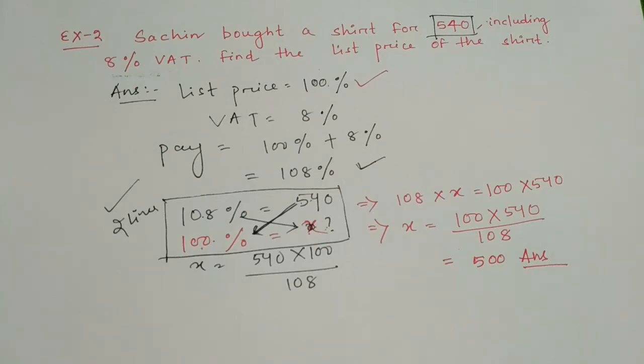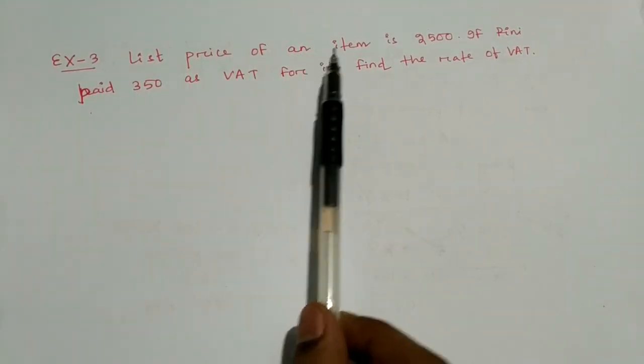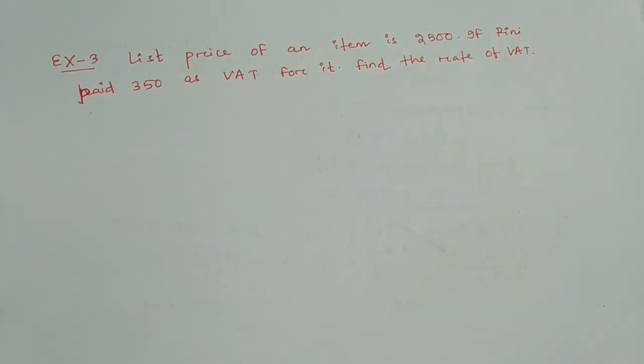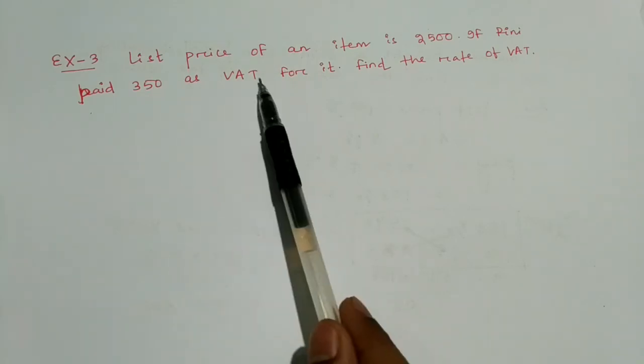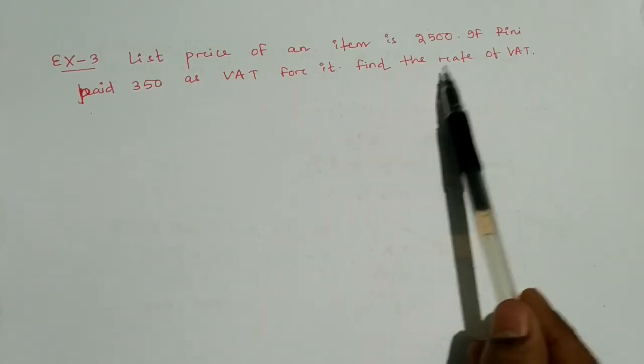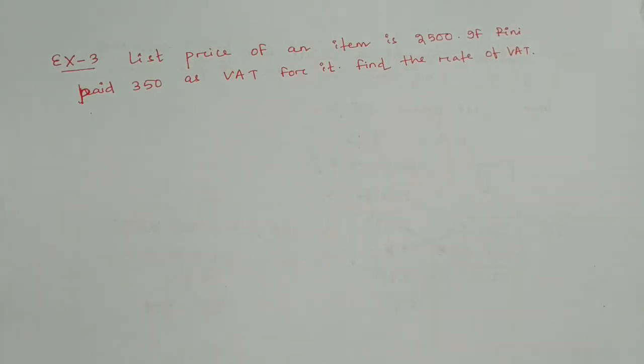Example number 3. So friends, here is your example 3. It is said that the list price of an item is 2,500. If Rini paid 350 as VAT for it, find the rate of VAT. Rate of VAT is nothing but the percentage VAT.